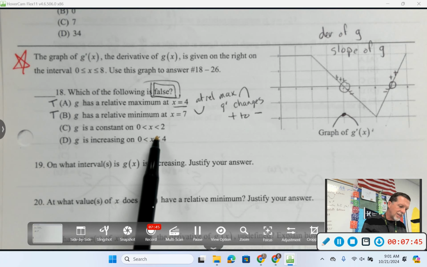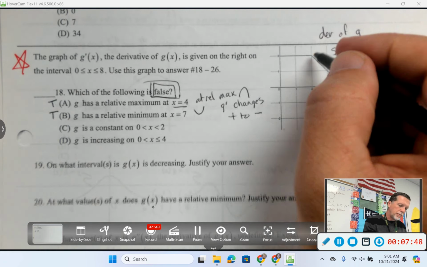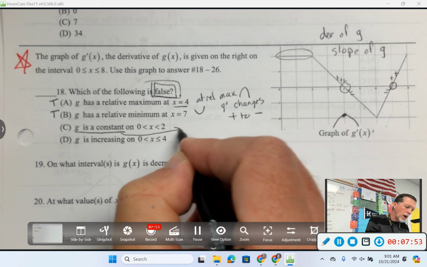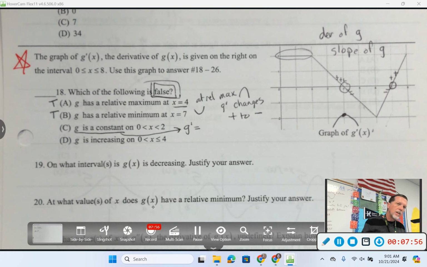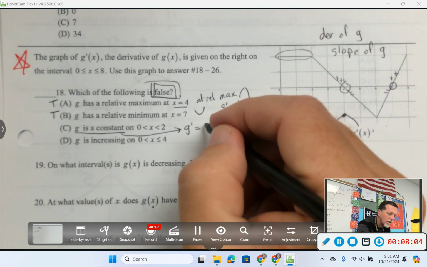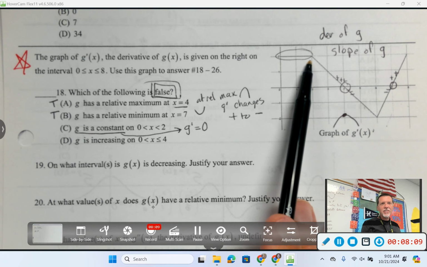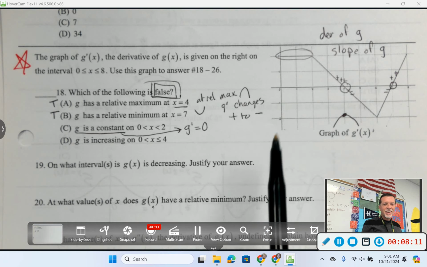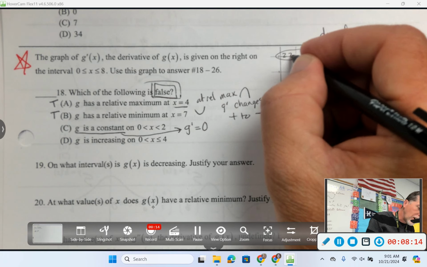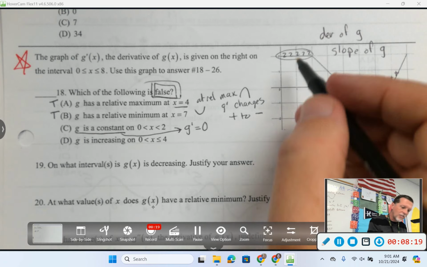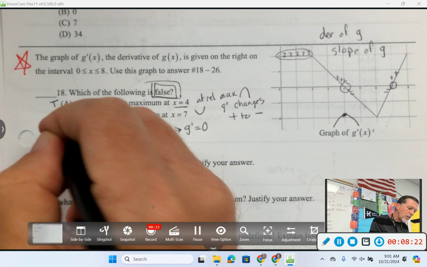G is a constant from 0 to 2. Okay, if g is constant, what does that mean g prime is? If g is a constant, what's the slope of a constant section of the graph? 0. Is g prime equal to 0 from 0 to 2? I would say g prime is equal to 2, all of those spots. Its slope is 0, but g prime itself is 2. So this one is false.